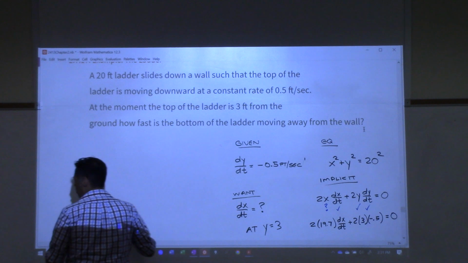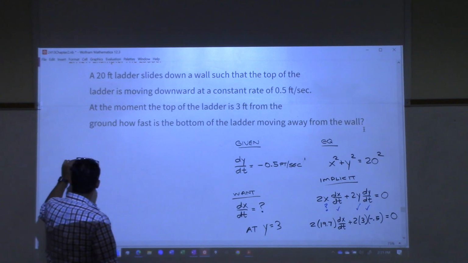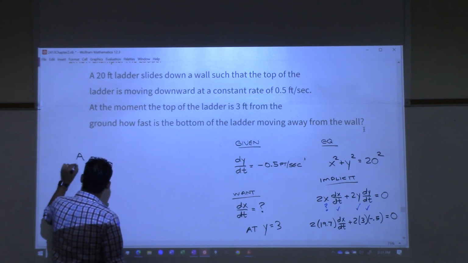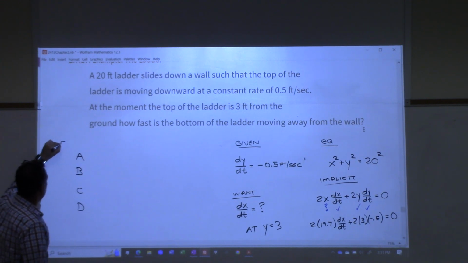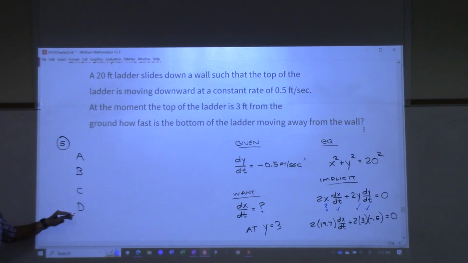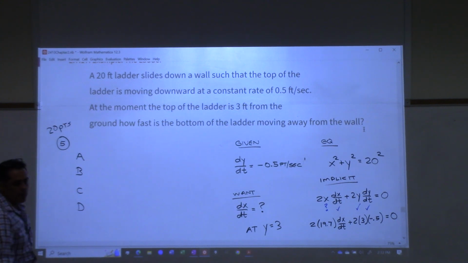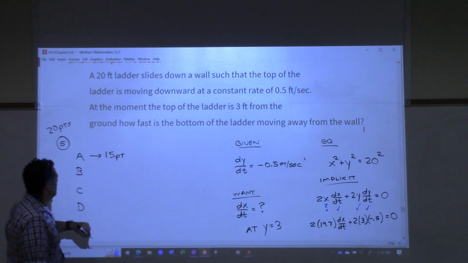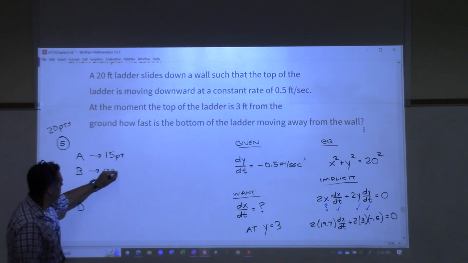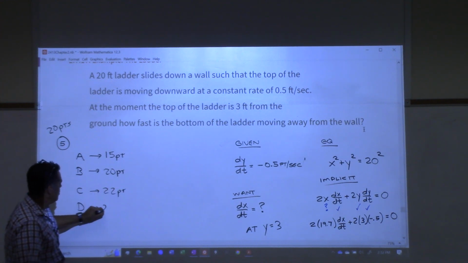Another thing I've been known to do on tests is when I get to the related rate problems, I give you problem A, problem B, problem C, problem D. And let's just say that this is number 5 on the test, okay? I give you 4 problems to look at. And if number 5 is worth 20 points, what I'll do is I'll say problem A is only worth 15 points. Problem B is worth 20 points. Problem C is worth 22 points. And problem D is worth 25 points.